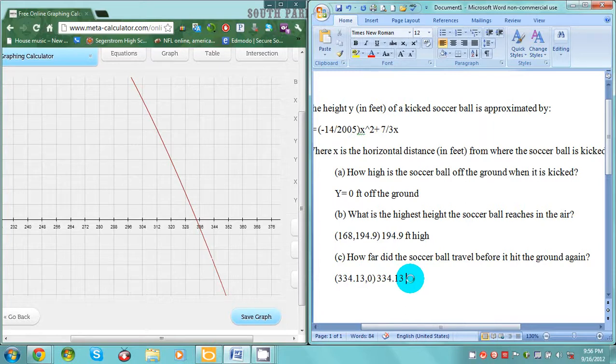That would be 334.13 feet, obviously in feet, which is what we've been working with this whole time. That's how far the soccer ball traveled before it hit the ground.